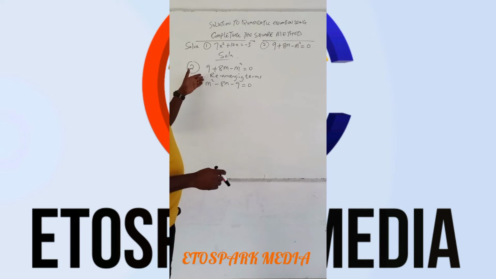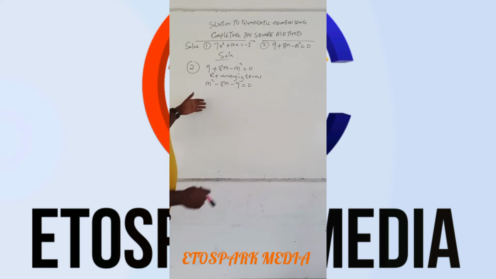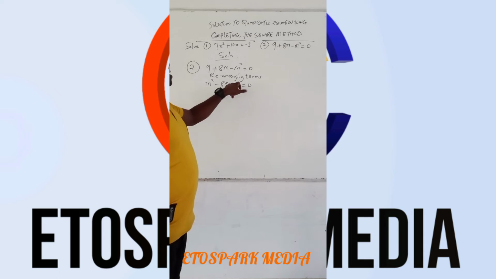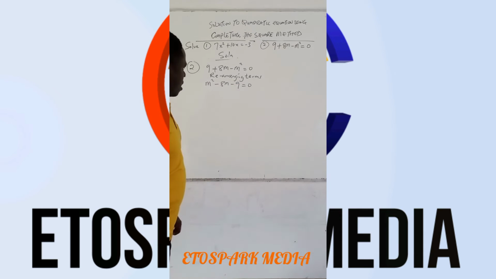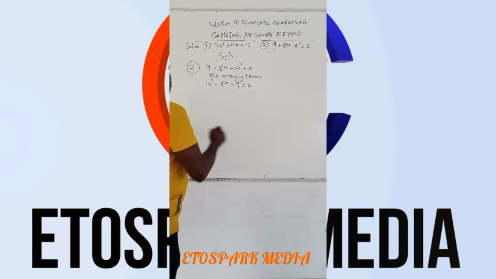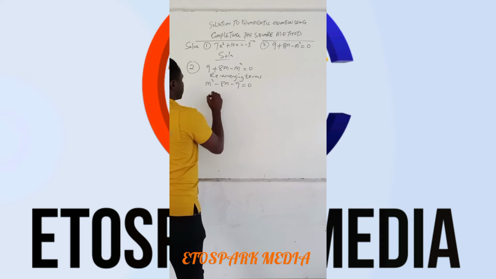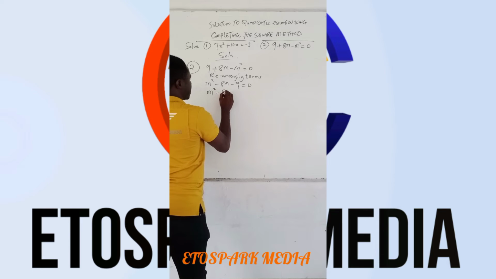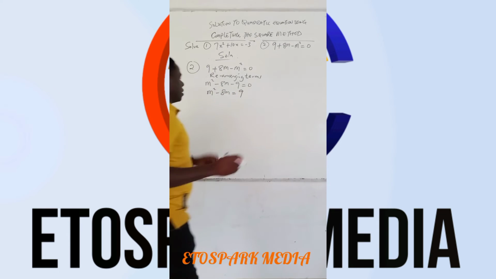The next thing, we already have the coefficient of m squared as unity here. So that step is gone. We'll move to the next step. The next step is to add 9 to both sides so that we transfer the constant term to the right-hand side. If we do that, we'll have m squared minus 8m equals 9.